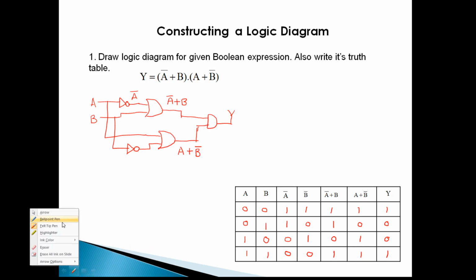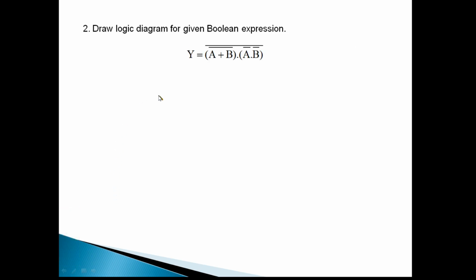Let us see one more example on constructing a logic circuit. What is the question? Draw a logic diagram for given Boolean expression. Again, observe the operations in the equation. Here, the first bracket is OR operation and then its inversion. That means it is NOR operation.